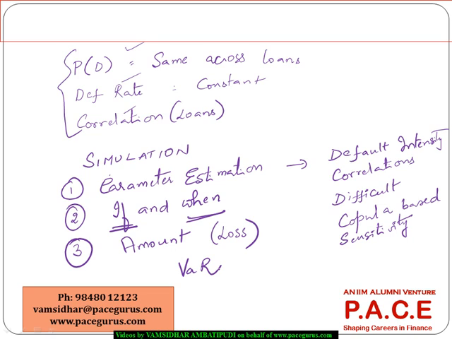Based on the tail assessment of the distribution, we can try to arrive at the value at risk associated with each of the tranches itself.